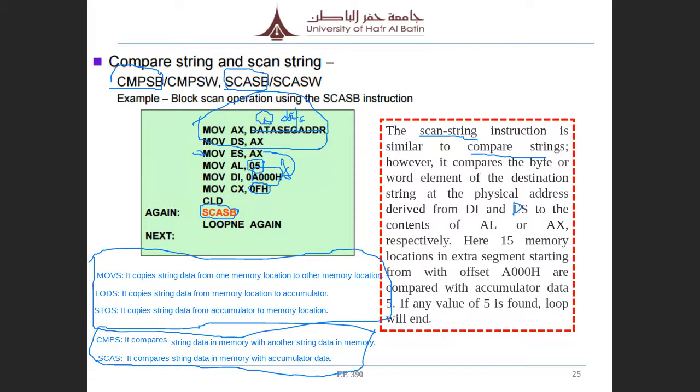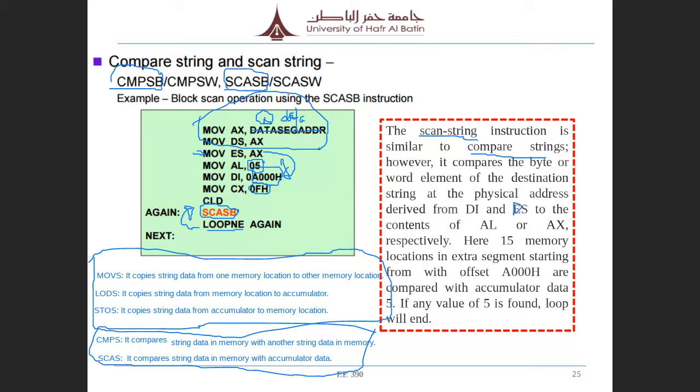So 15 data items, from A000 onward, will be compared with 05. If not equal, it will compare again. So it's loop not equal, which we have also seen before. It will compare again and again. How many times at maximum? If it gets any string data that is 05, it will be out of the loop. If it is not 05, it will compare 15 times. Okay, so let us see the explanation.